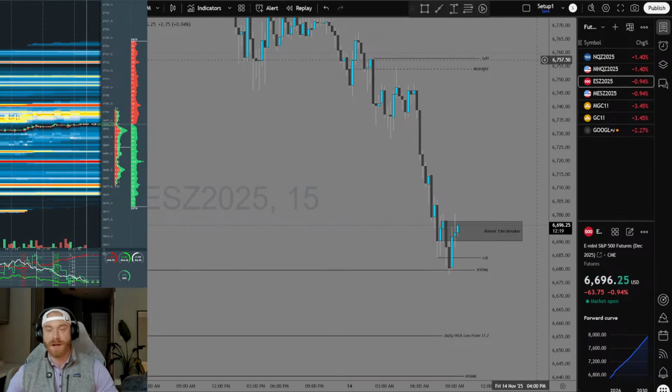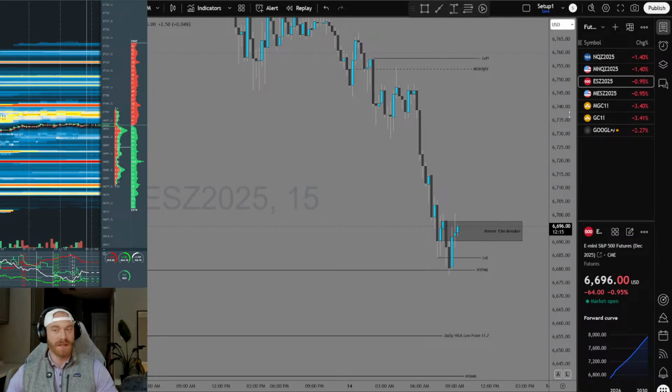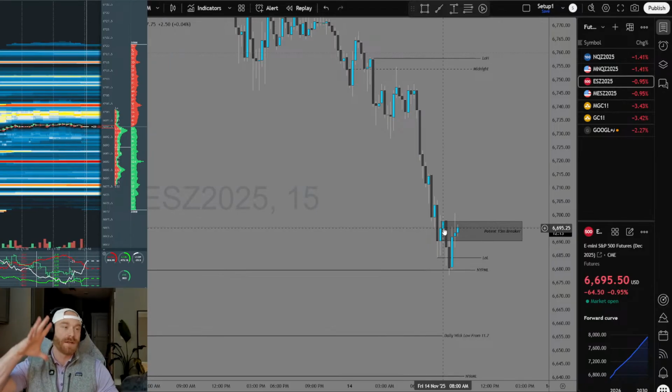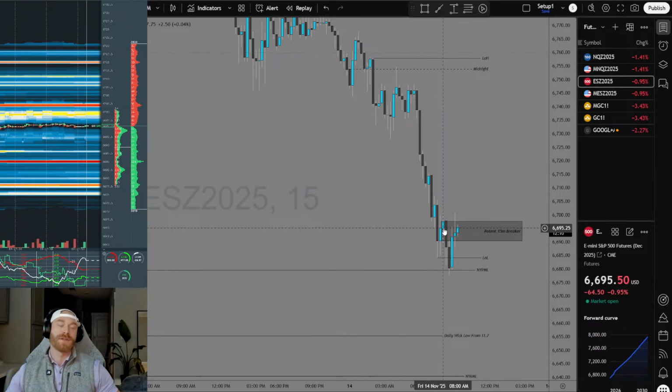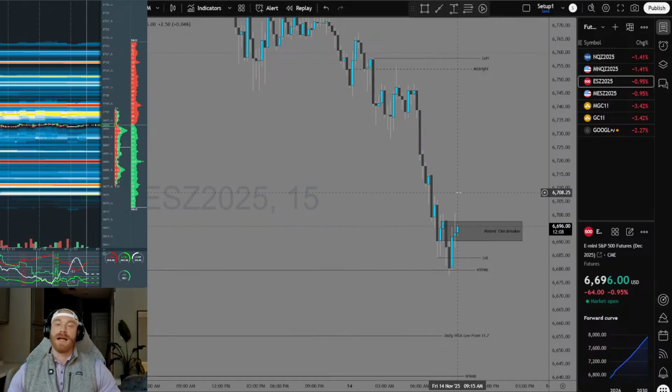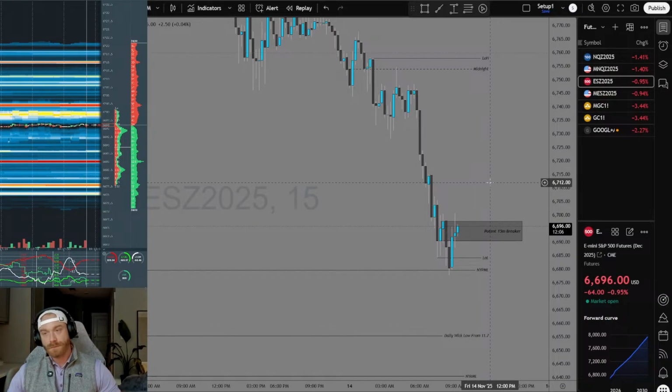Would that be considered an SMT? No, it's only because they're just moving, and this doesn't move as drastically. The increments are not as drastic, so I wouldn't consider it an SMT.